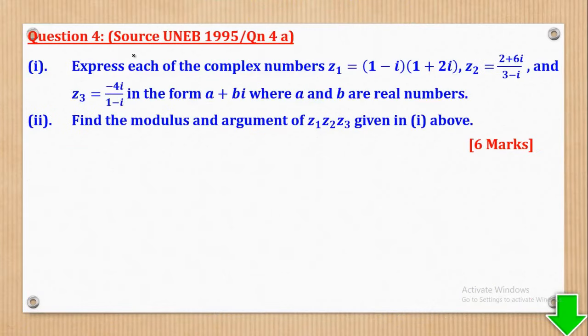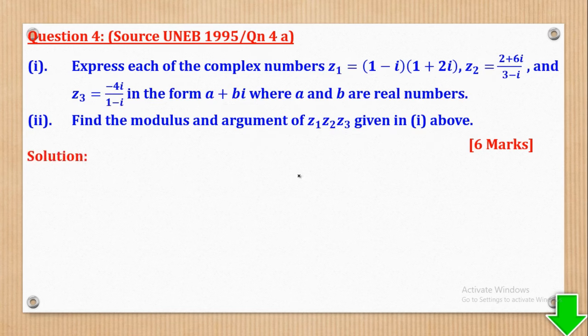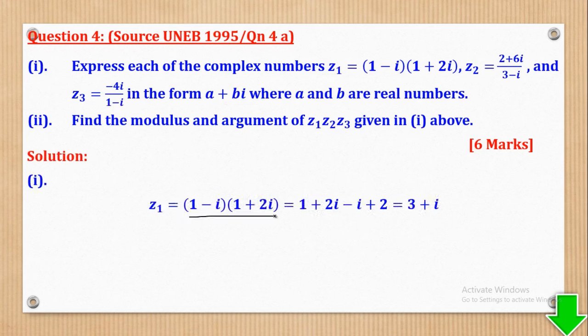Now we shall go to question 4, which came from UNEB 1995, paper 1, question 4a, and says Roman 1, express each of the complex numbers z1, which is that, z2, which is that, and z3, which is that, in the form this, where a and b are real numbers. Then part b, or Roman 2, find the modulus and argument of z1, z2, z3, the product, given in Roman 1 above. So let's start with Roman 1. Roman 1, this one we have to expand and then simplify to come up with this.